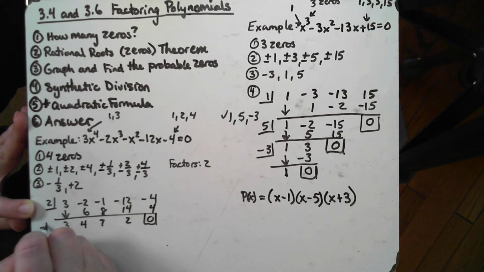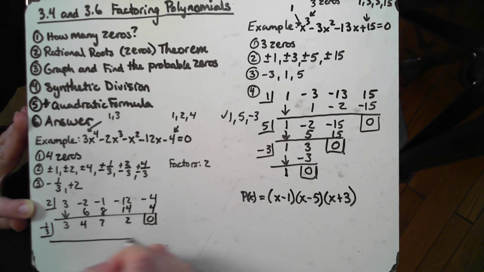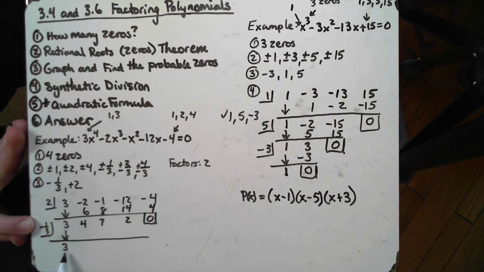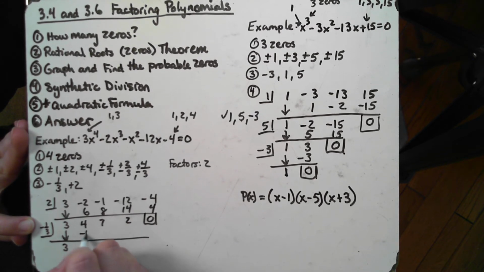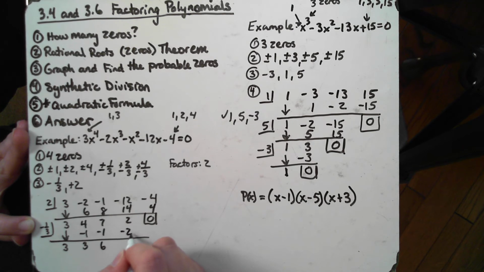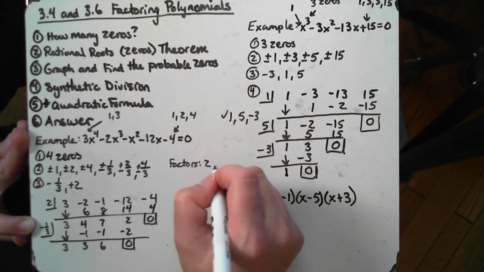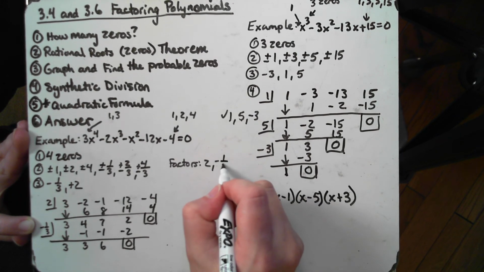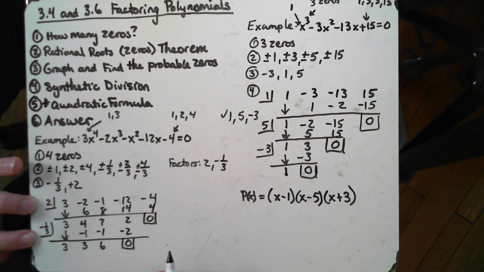Let's try negative 1/3. Okay, so bring down the 3. Negative 1/3 times 3 is just -1. Add. Negative 1/3 times 3 is, again, -1. Add. Negative 1/3 times 6 is -2. And add. So negative 1/3 worked as well. Now we could try some of these again, but I have a feeling they're not going to work.